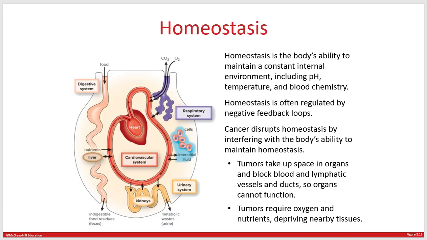Remember what homeostasis is. It's the body's ability to maintain this internal environment, and cancer disrupts this because it interferes with the body's ability to maintain homeostasis. Tumors take up space in organs. They block blood vessels and ducts, so the organs can't function, and they require oxygen and nutrients, therefore depriving nearby tissues of that.